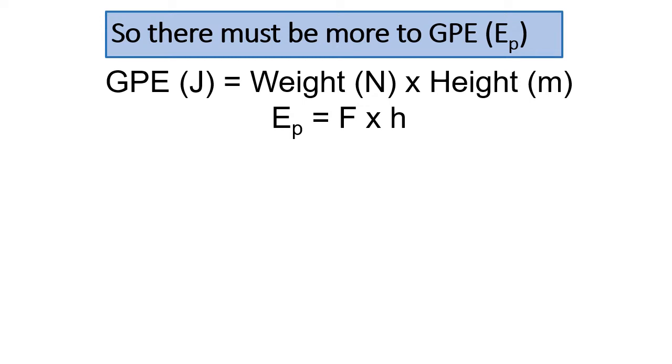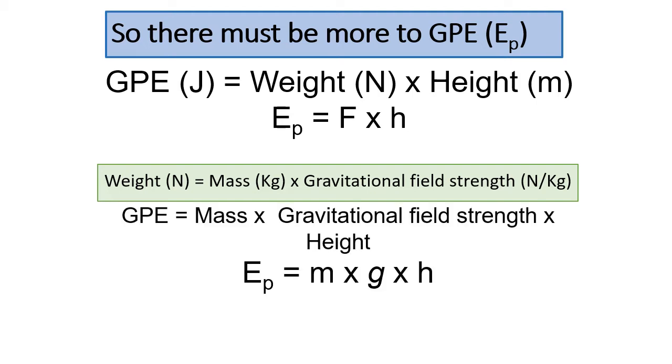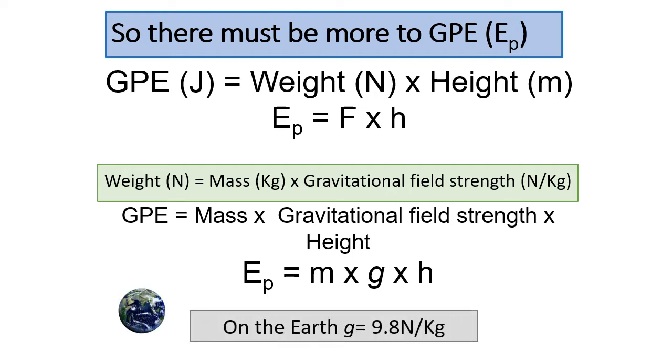You know, weight is a force, so we can write this equation in terms of force and height, and also in terms of mass. Weight equals mass times gravitational field strength, so we can replace the weight with mass and gravitational field strength. The new form of the gravitational potential energy equation is mass times gravitational field strength times height. Mathematically we write E_p equals mgh. On the planet Earth, the gravitational pull is 9.8 newtons per kilogram.